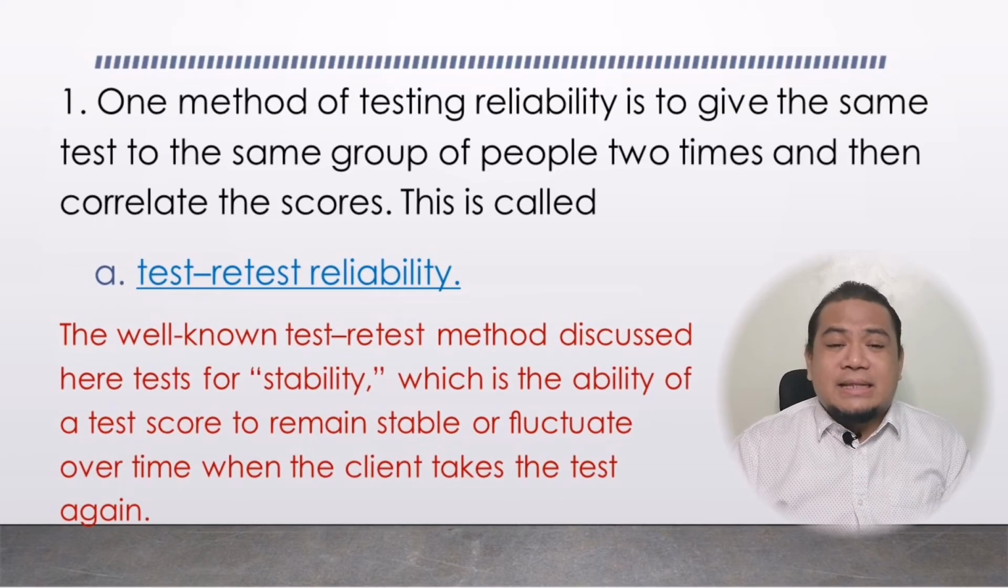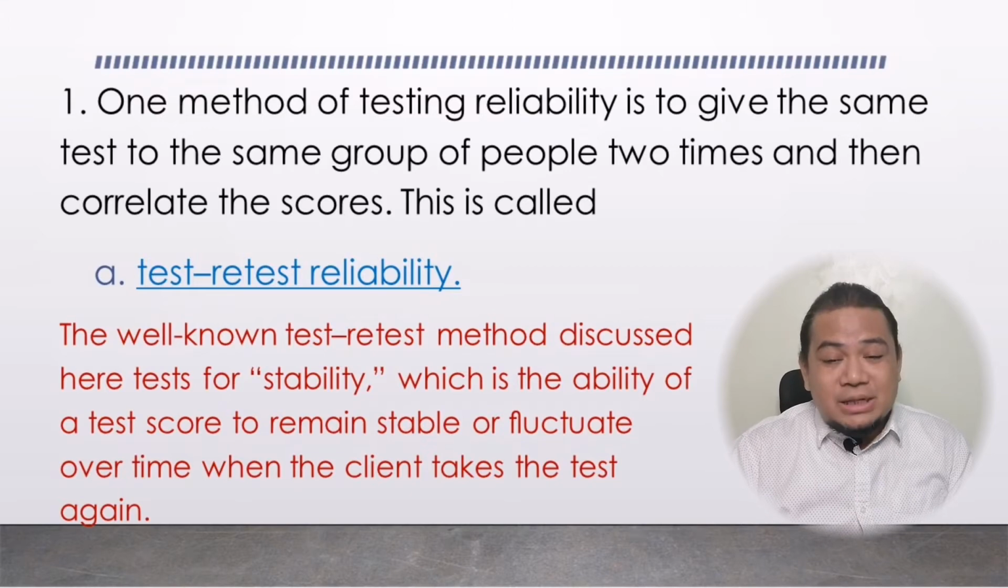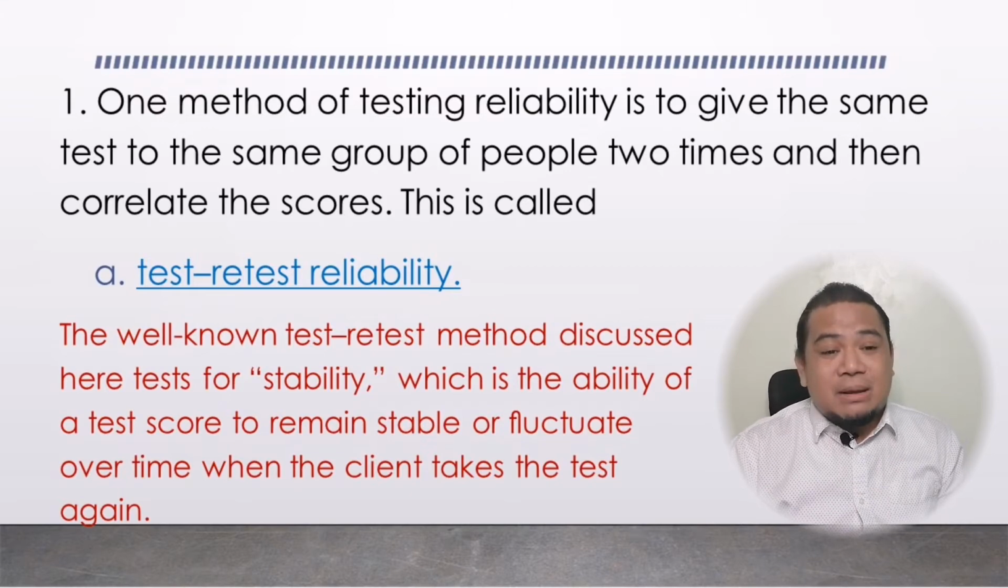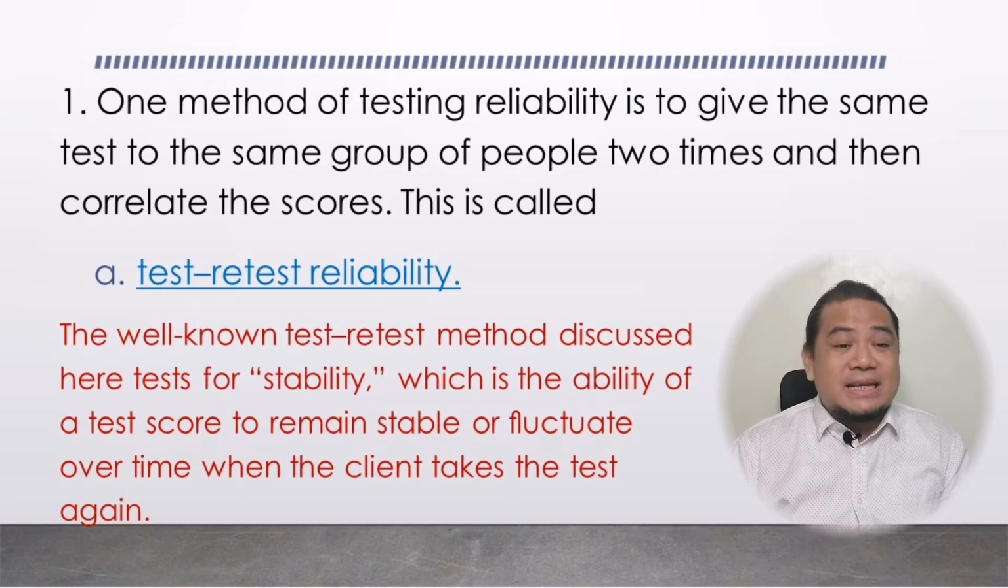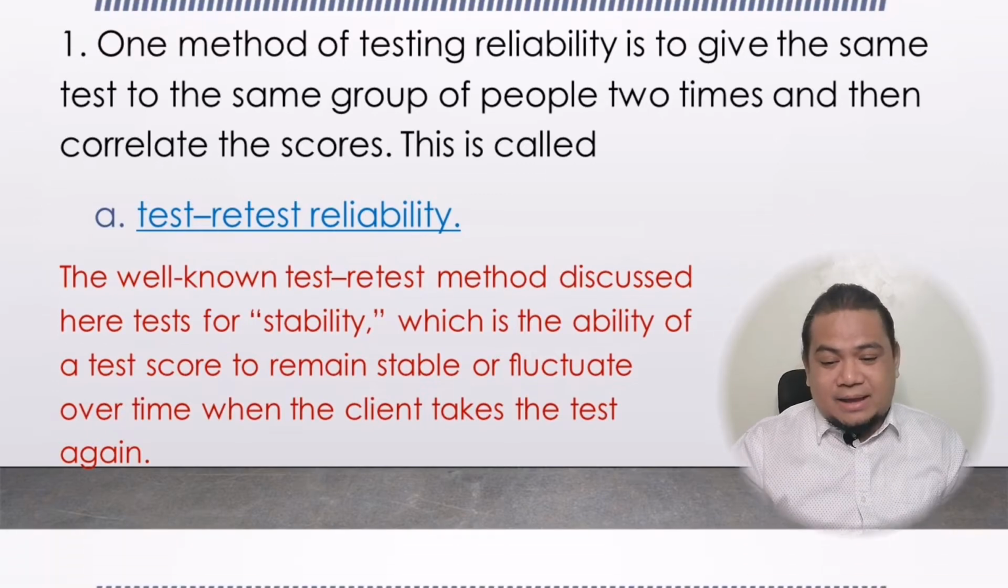The well-known test-retest method discussed here tests for stability, which is the ability of a test score to remain stable or fluctuate over time. When the client takes the test again, when using the test-retest paradigm, the client generally takes the same test after waiting at least 7 days. The test-retest procedure is only valid for traits such as IQ, which remain stable over time and are not altered by mood, memory, or practice effect.